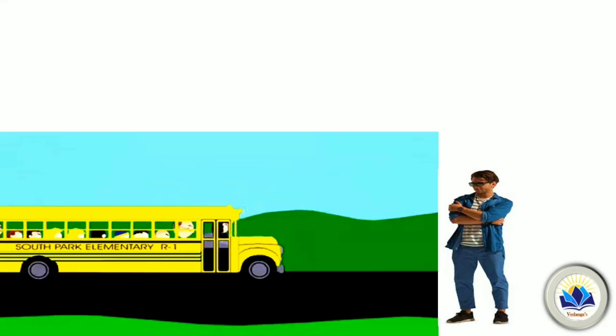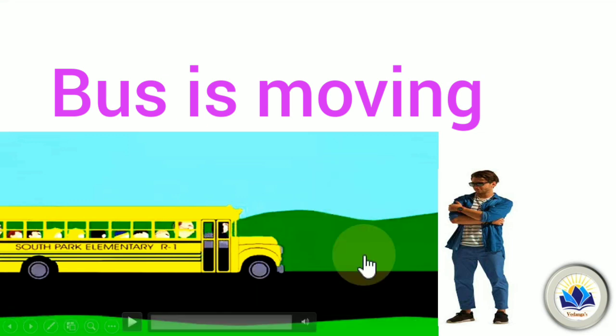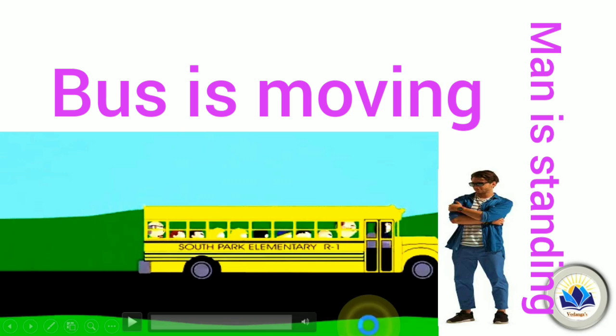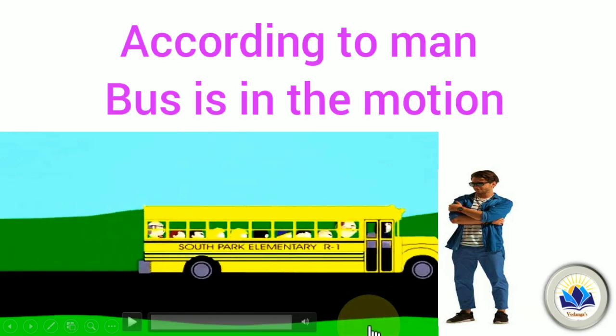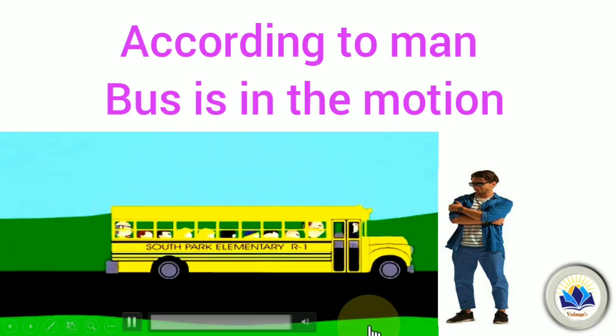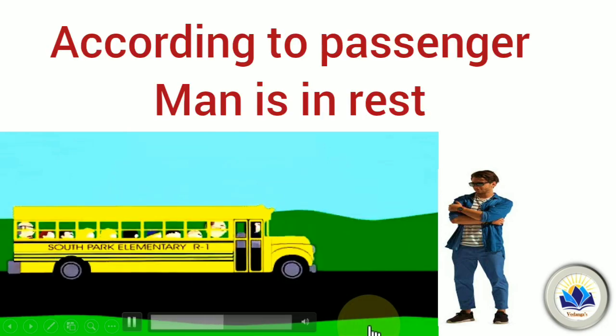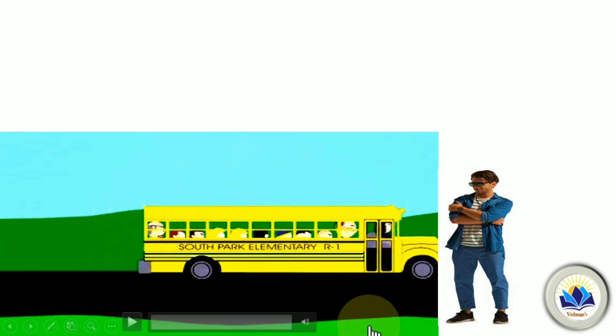For example, here we can see that the bus is moving towards a man and the man is standing on the roadside. Here, according to the man, the bus is in motion, but according to the passenger in the bus, the man is at rest. So this is all about the topic motion.